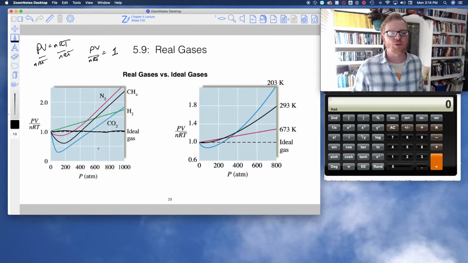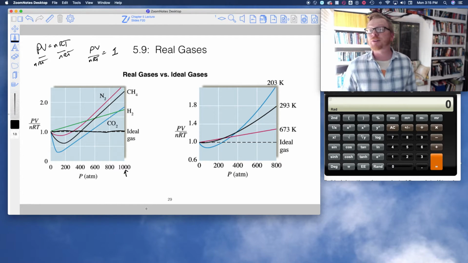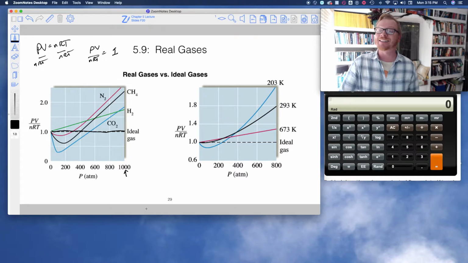But now look what happens. Here for nitrogen, methane, hydrogen, carbon dioxide, if we were to actually make measurements of the pressure and then plug it back into this equation, look what happens. They don't actually hover through this line, okay? And 1,000 atmospheres, I want you to really have this impression. 1,000 atmospheres is crazy. You could make a diamond with 1,000 atmospheres out of a piece of graphite. I mean, that is insane pressure, okay?